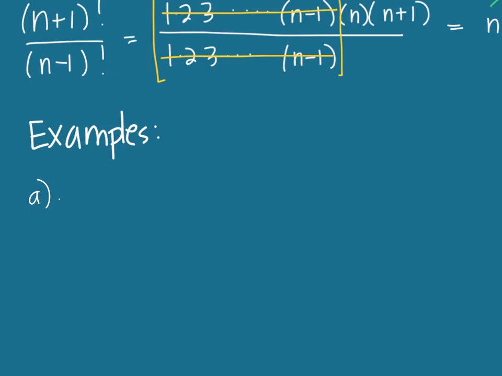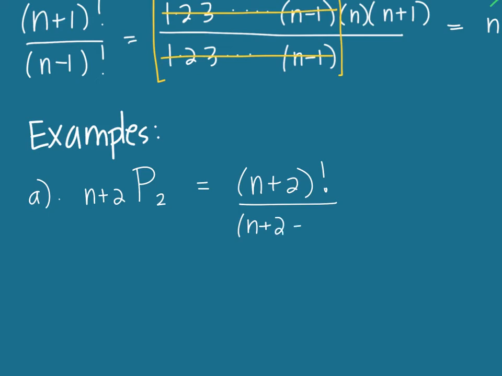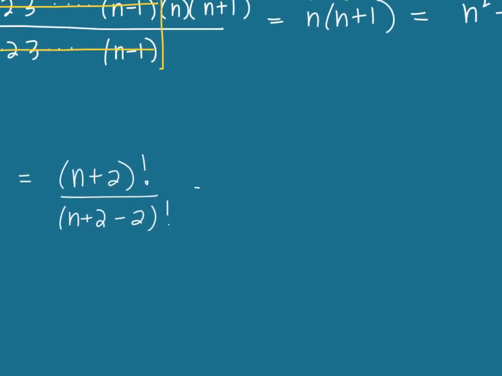Example A. I would like to do with you n plus 2 P 2. So let's remember the formula. What that means is n plus 2 is a factorial in the numerator, and it means n plus 2 minus 2 is the denominator, because remember the denominator is the subtraction in parentheses. So that would simplify. The numerator would be n plus 2 factorial. In the denominator, the 2's cancel out, and we would just be left with n factorial.